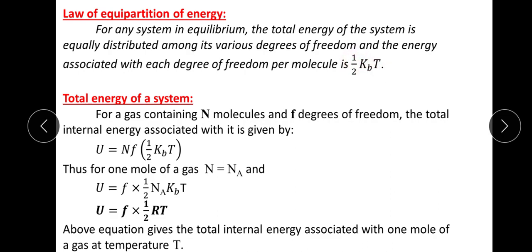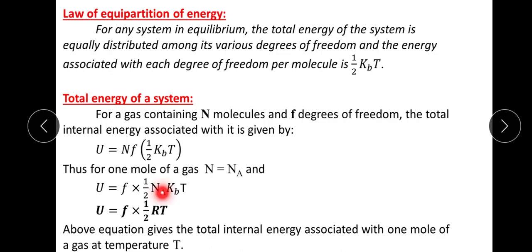We know that. Now, for n molecules and f degrees of freedom, half kT is for 1 molecule and 1 degree of freedom. So for n number of molecules and f degrees of freedom, internal energy is given by n into f into half kT. Now for 1 mole of a gas, n is equal to Na, which is nothing but the Avogadro number. So if you multiply Na with Kb, this gives R. R is nothing but the universal gas constant.